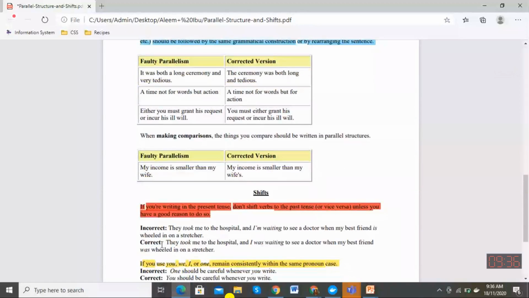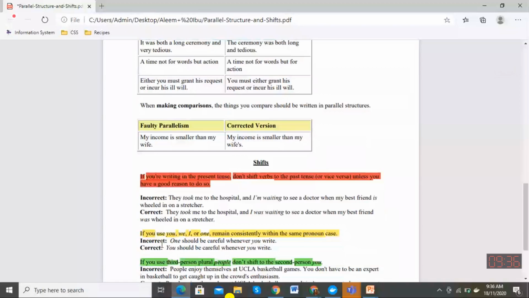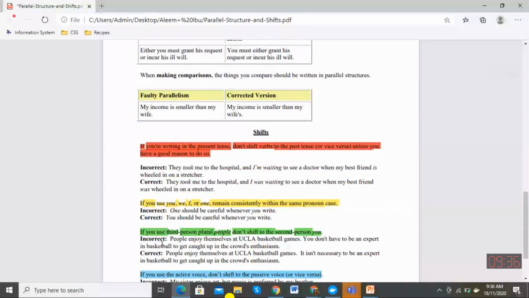Even though he was talking about the past, he was waiting, but everything had already happened. So in the first sentence, he has used past, present continuous, and this. So this is not the right construction. You cannot shift between different tenses in one sentence. If you use we, I, or one, remain consistently within the same pronoun case. For instance, one should be careful when you write. So here you have used two pronouns, one and you. Better is: one could be careful whenever one writes. So the same class of pronoun.